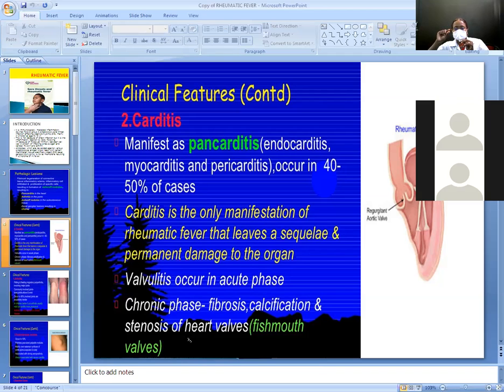That is called stenosis. Narrowing of the mitral valve opening is called mitral stenosis. Narrowing of the aortic valve opening is called aortic stenosis. So stenosis means narrowing of the opening. So mitral stenosis, aortic stenosis. It is the sequela that happens in the chronic phase.